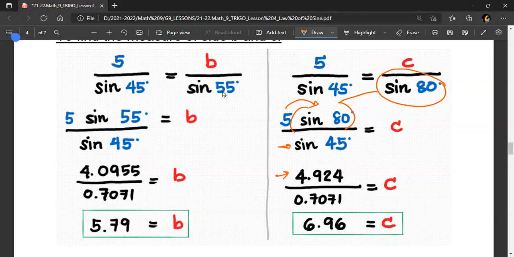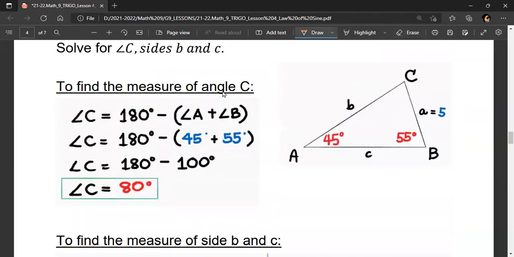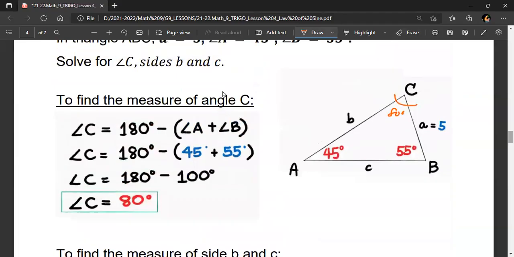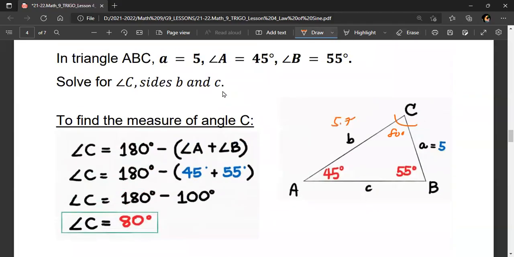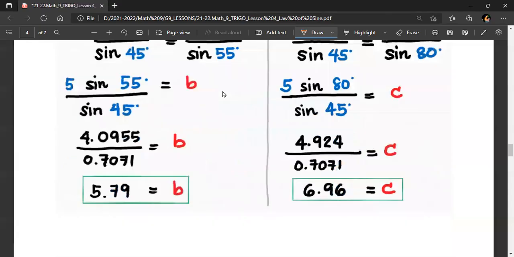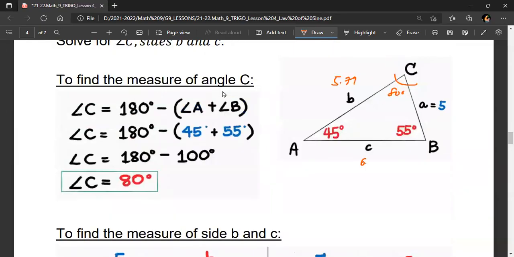Then the sine 45 here, if you use your calculator, you will have a value of this one. Now, then divide these two. Thus, your side C should have an answer of 6.96. We stop at the second digit of the decimal form. So here, we computed already the angle C, which is 80 degrees. We have computed the side B, which is 5.79, and also the side C, which is 6.96.